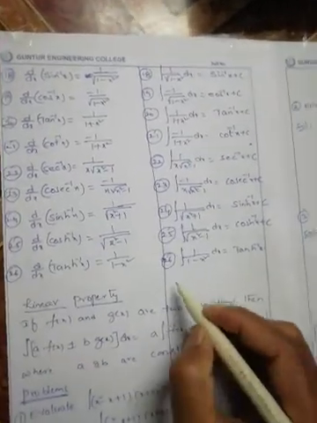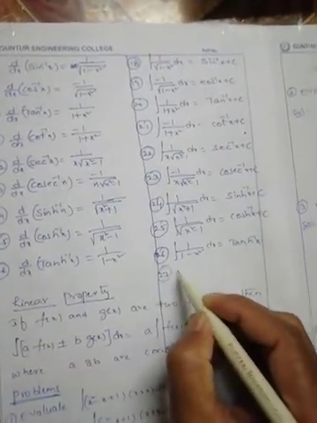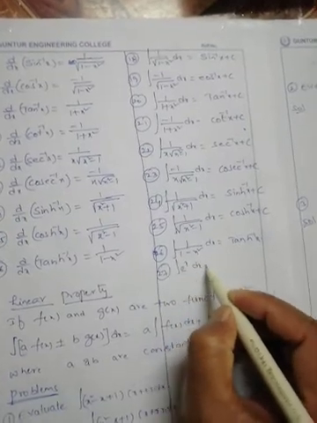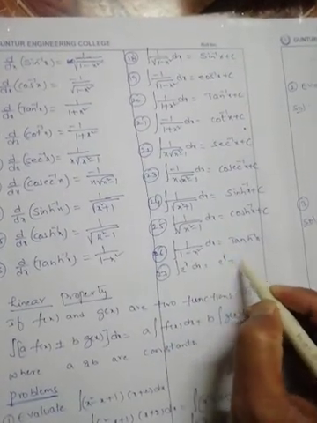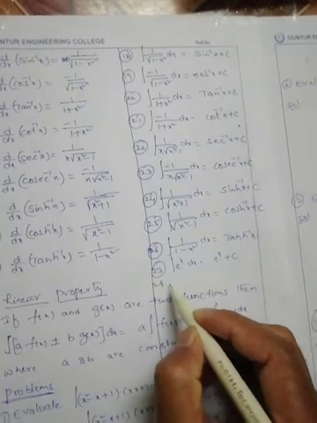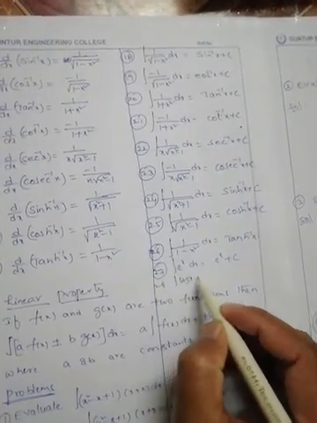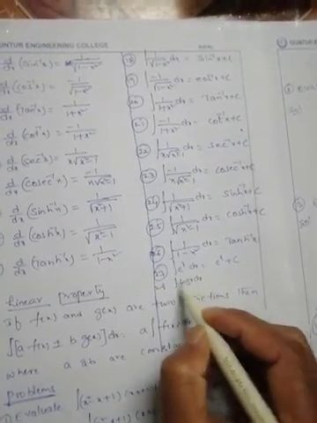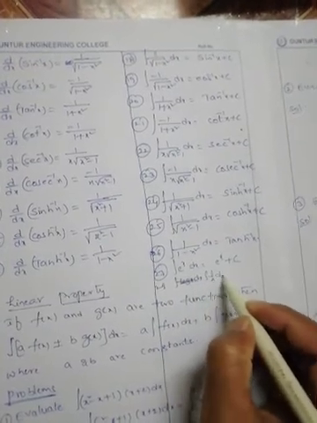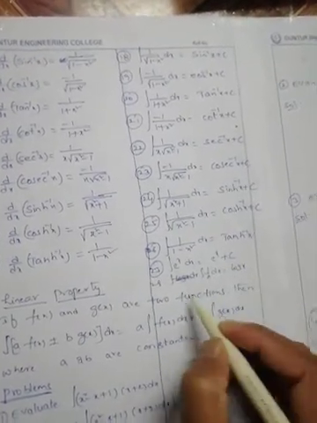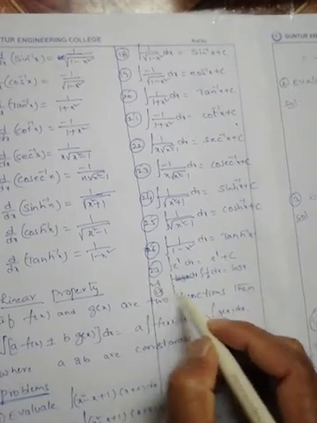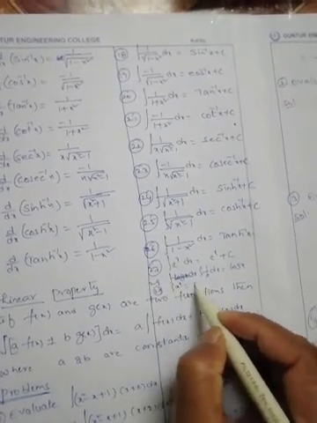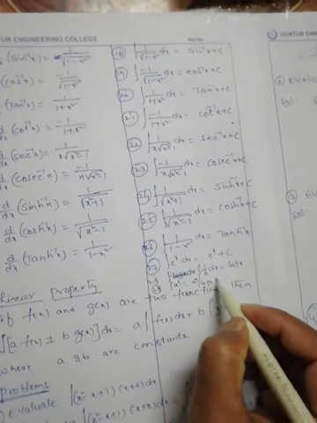Another formula is the 27th formula, integral e power x dx is equal to e power x plus c. Another formula is integral 1 by x dx is equal to log x. And the 29th formula is integral a power x is equal to a power x by log a plus c.